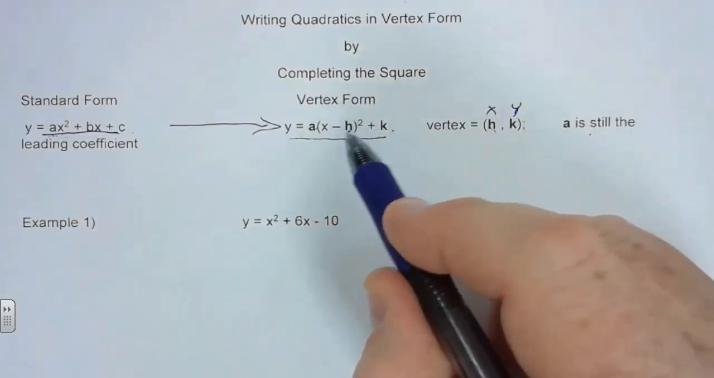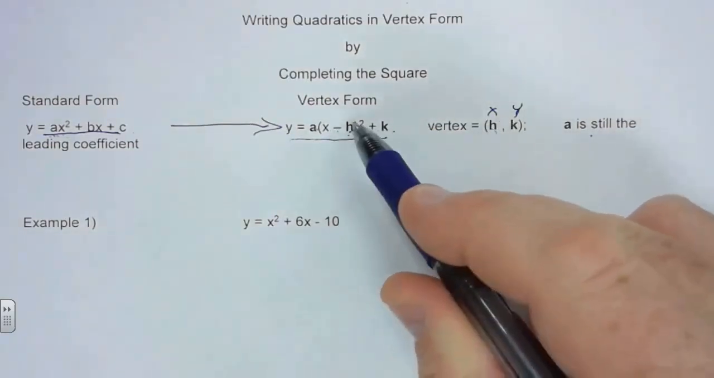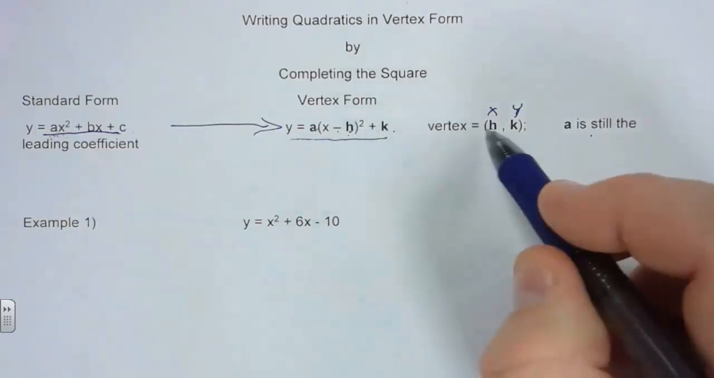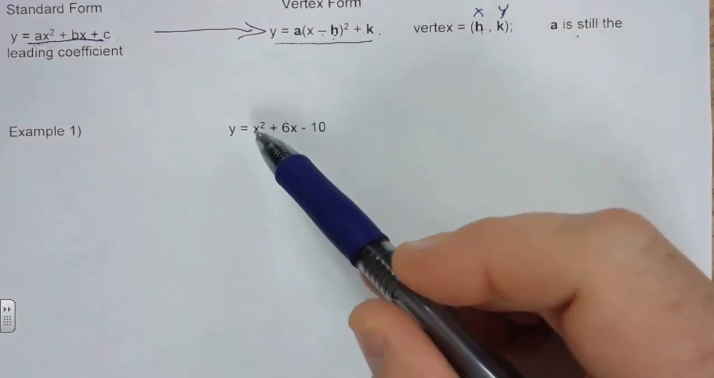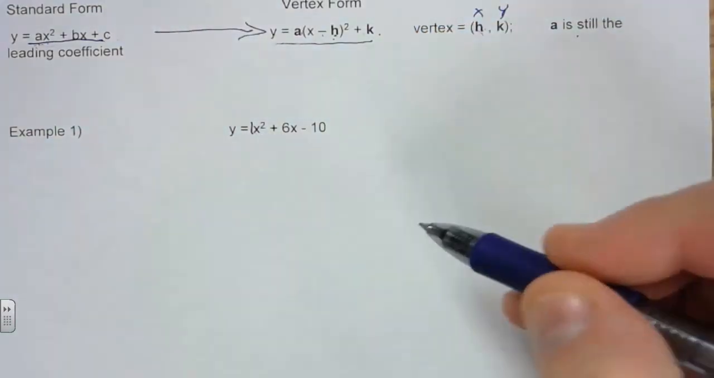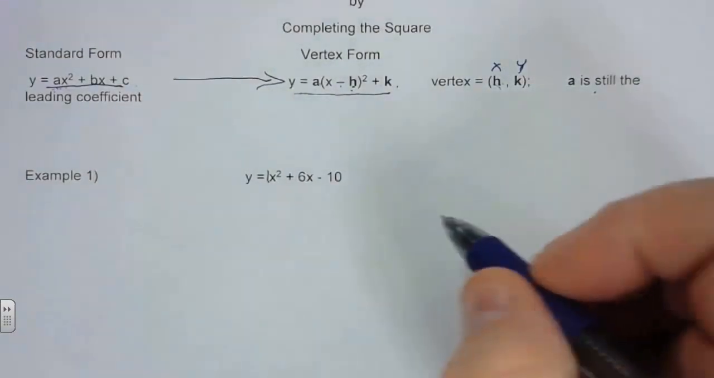And most students will see that this is a minus h and wonder why is that h? Well, it's always a minus here, so one way of thinking of it is this is the opposite of what you see going there. So we're going to have two examples, one where we have a leading coefficient that is actually a 1 and one that has a leading coefficient that's not a 1. So we're going to focus on this one first.